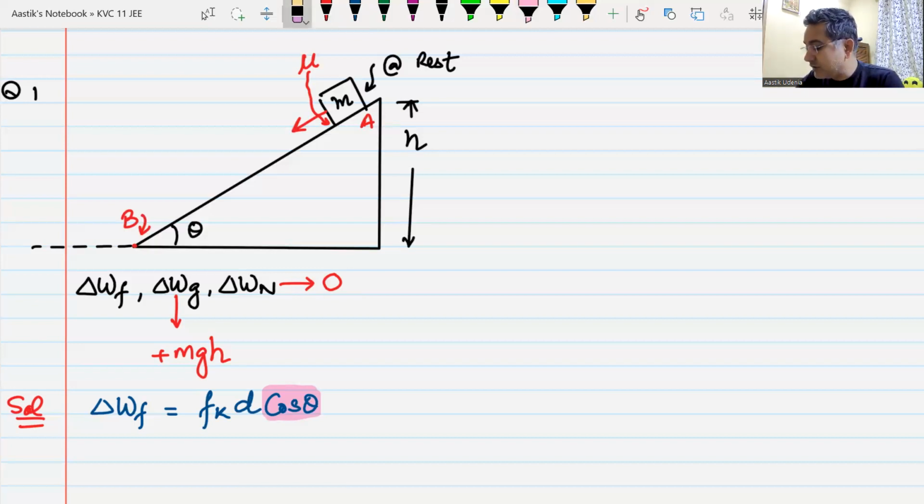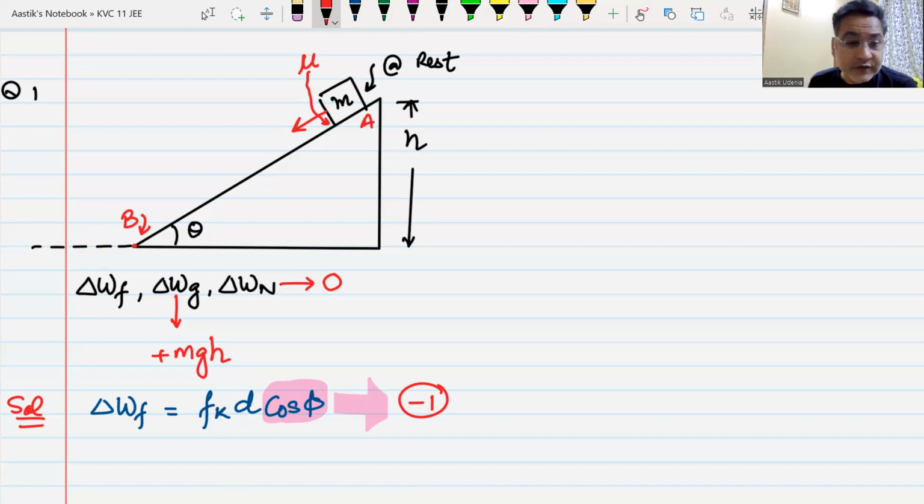I should not call it cos theta. Let me call it cos phi. What is the value of this angle? What is the angle between force and displacement here? I think you are saying it is negative 1. The angle is 180 degrees. Yes or no?